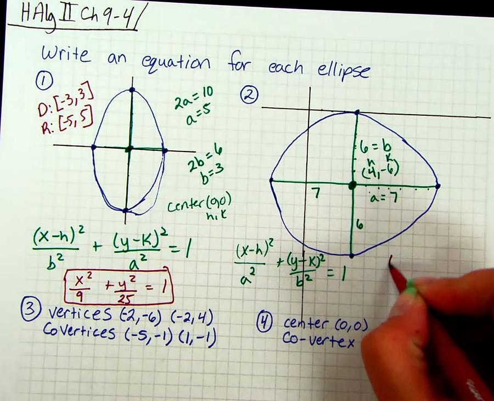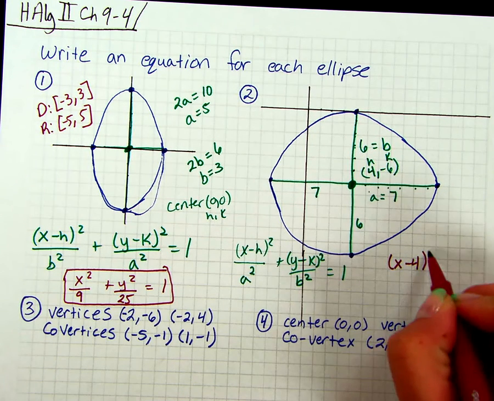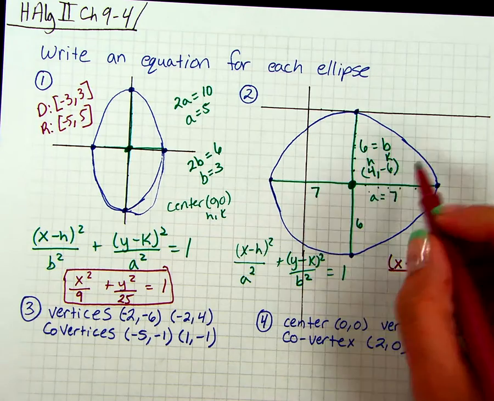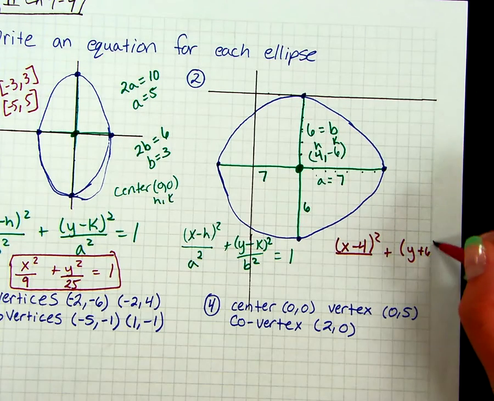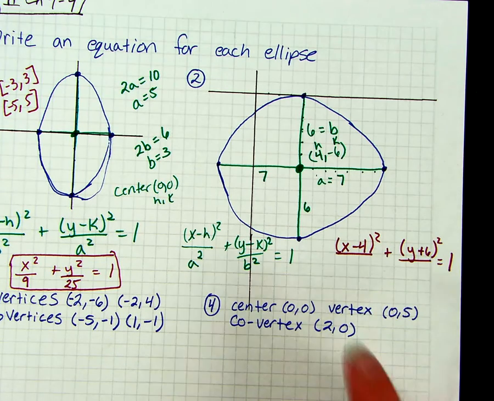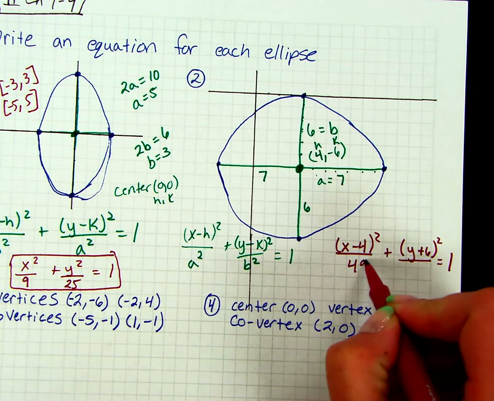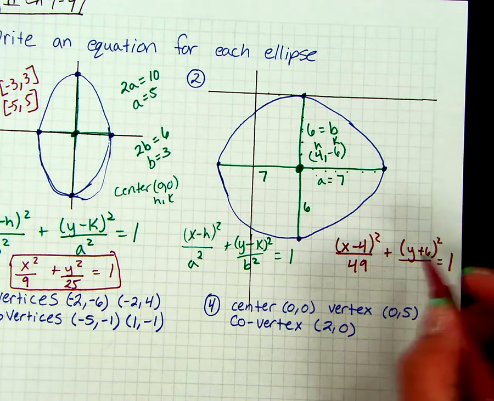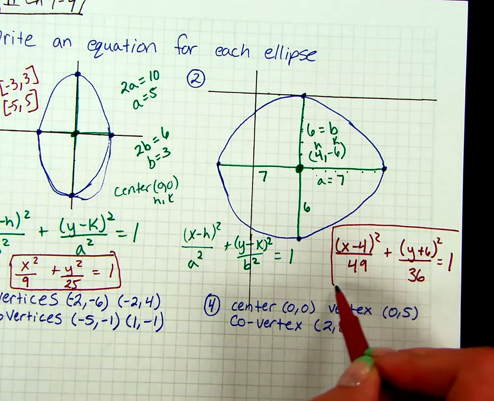Again, we'll have x minus h, so that's x minus 4, squared over a number, plus y minus k. Since we're subtracting a negative, we're going to add, so plus (y plus 6) squared over a number equals 1. Our a squared is going underneath x, so 7 squared is 49. And then we have b squared, which is 6 squared, so 36. So this is our equation.